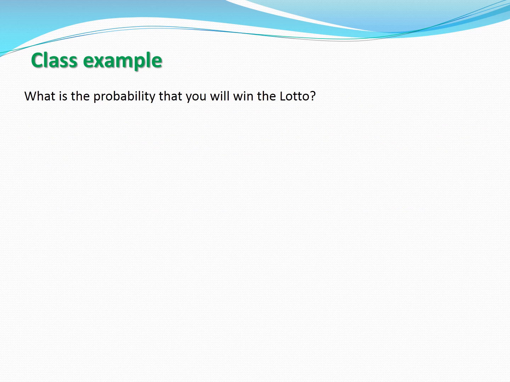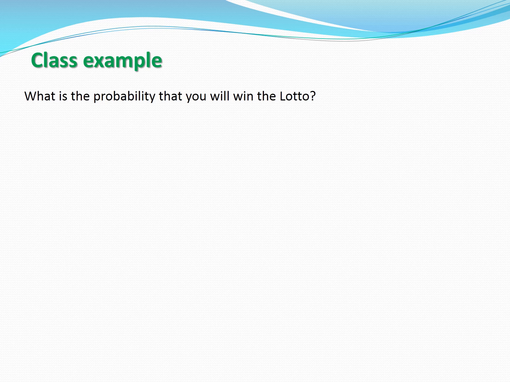In the last class example, what is the probability that you will win the lotto? Well, first of all, will this be a combination or a permutation? It's a combination because the order in which the 6 balls are chosen from the 49 is not important, and it's done without replacement because you choose a ball and then you do not replace it again.